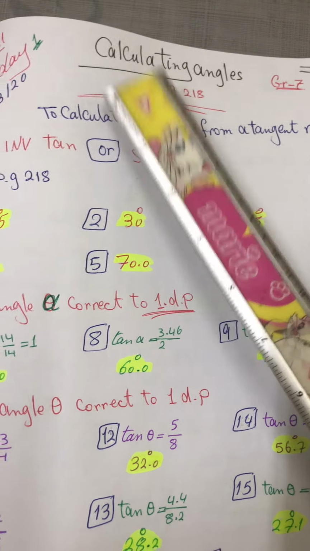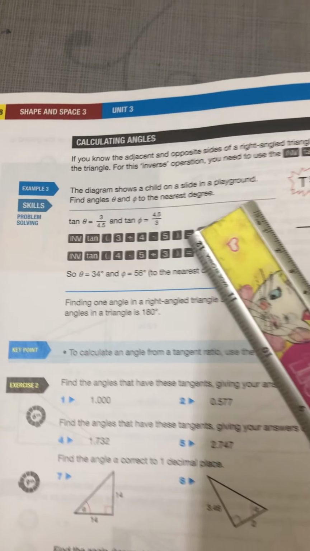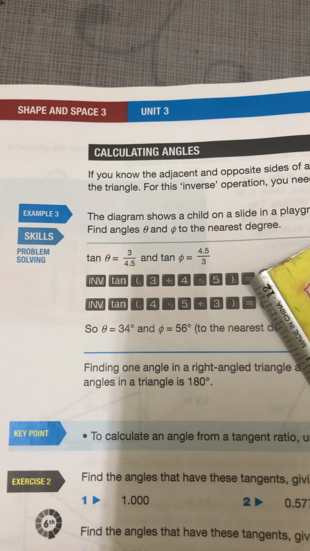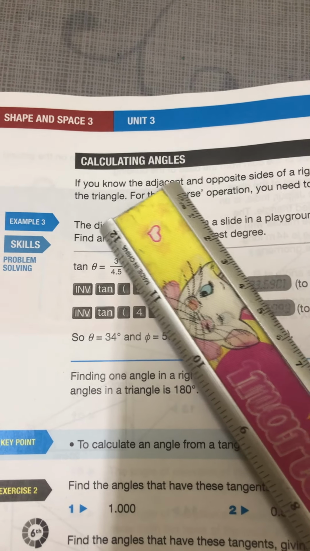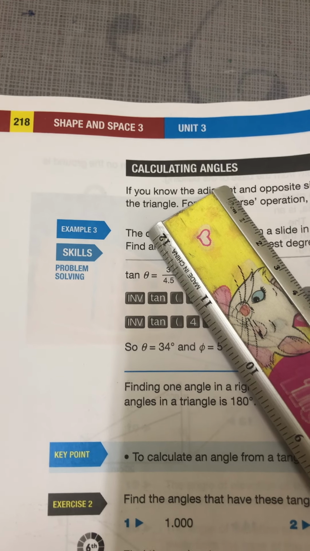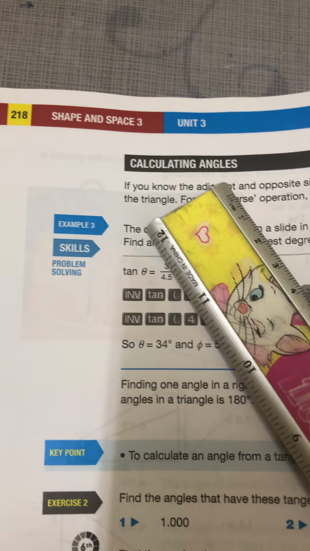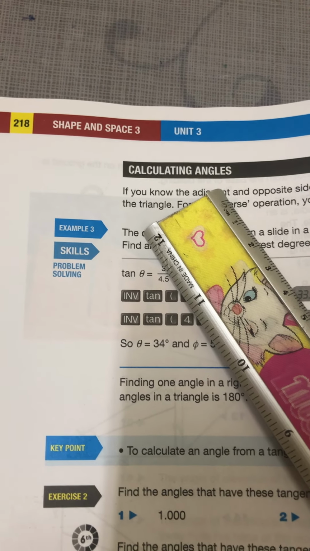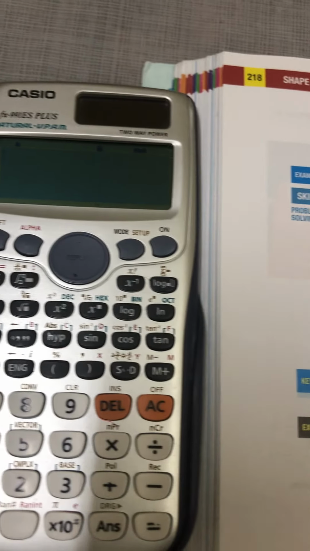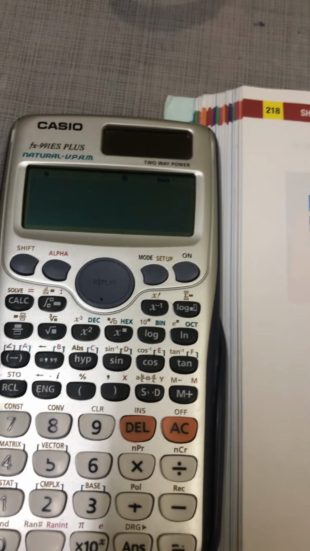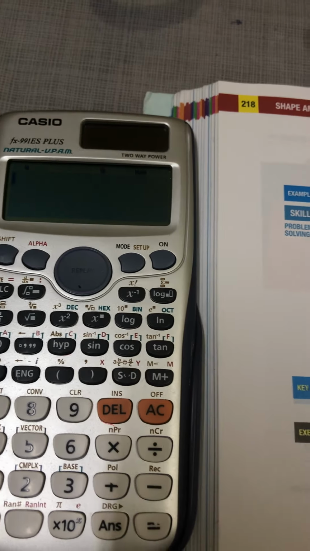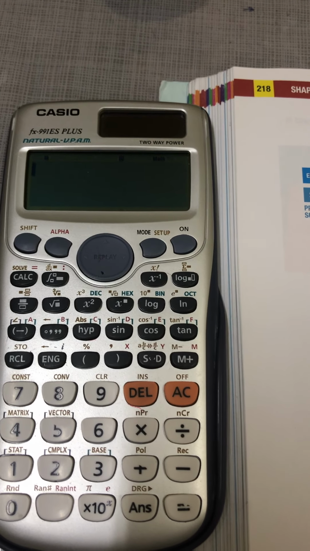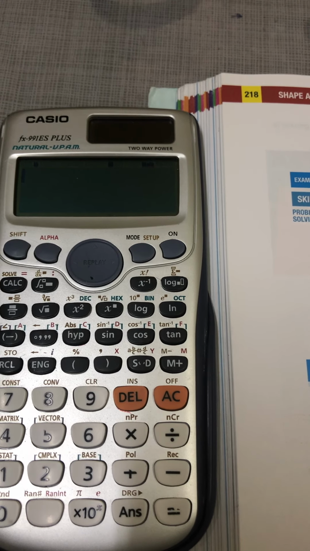Our lesson today is on page 218, calculating angles. Page 218, calculating angles. Please open your book with me and prepare your calculator. We cannot solve it today without a calculator. From the last period, when we talked about the tan ratio, we used the calculator.